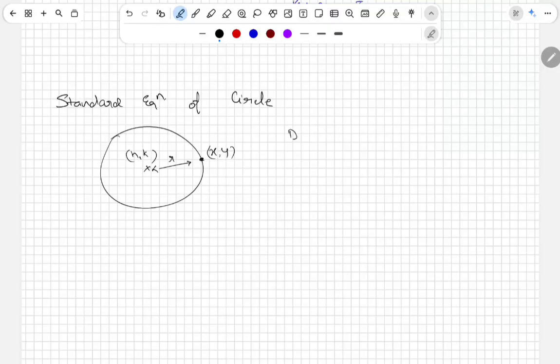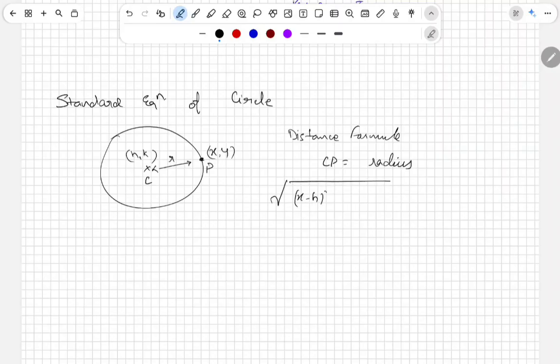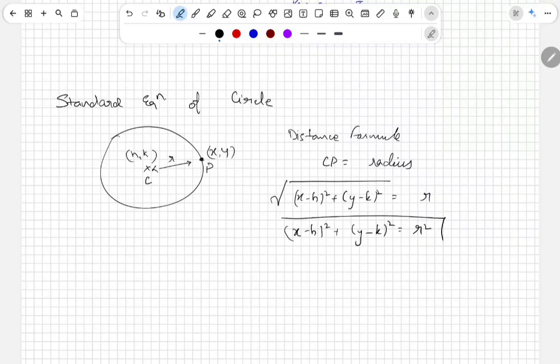Now I'll apply the distance formula between center C and point P. So CP will be equal to the radius of the circle. If I have to calculate CP, it's going to be under root (x minus h) whole square plus (y minus k) whole square equals radius. Squaring both the sides, I'll get (x minus h) whole square plus (y minus k) whole square equals r square. This is known as the standard equation of circle.